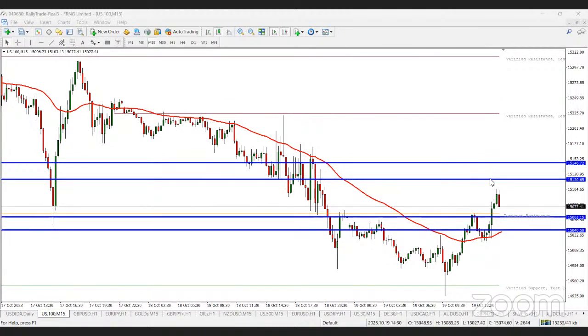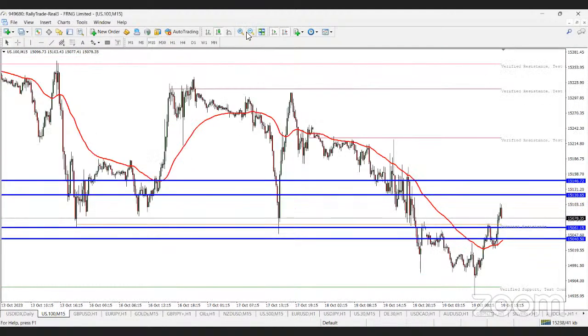Then you can have your buy stop. Let me see. I want to be sure that the buy stop is in a good spot. Okay, good. Your buy stop could be at around 15,120 and take profit at 15,145.